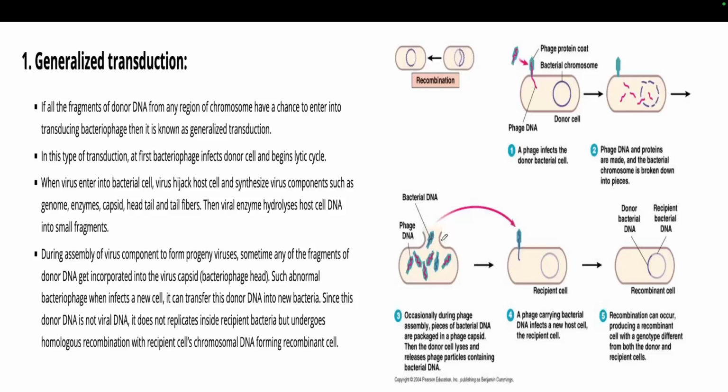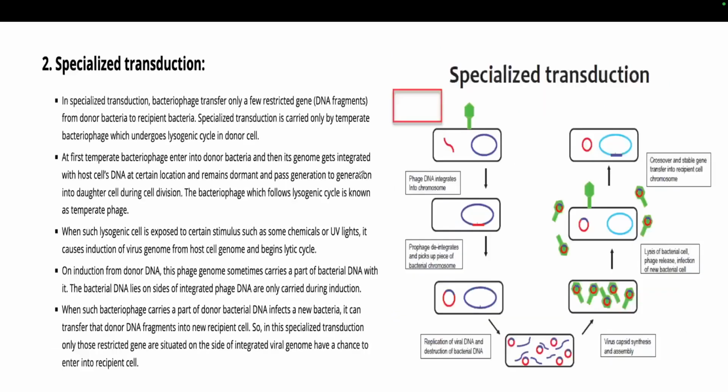Once it enters, it will degrade the bacterial chromosome and package fragments inside every bacteriophage, and then the lytic cycle will happen, and each bacteriophage can go and transfer the genetic material to another cell, okay. So that is called generalized transduction. Another type of transduction is specialized transduction.